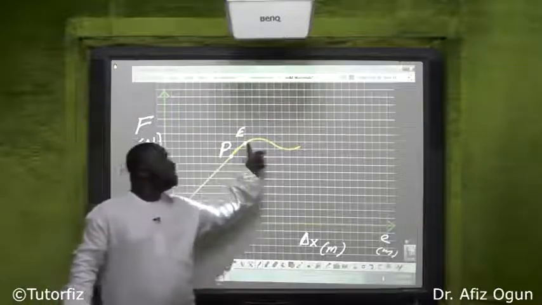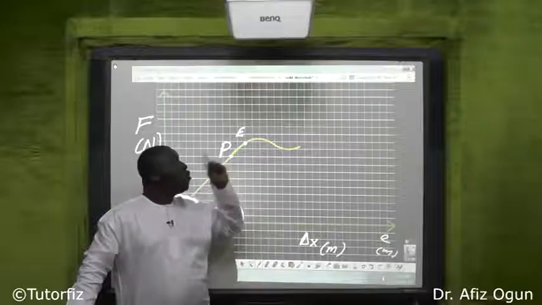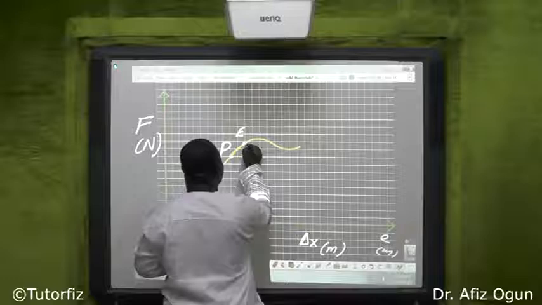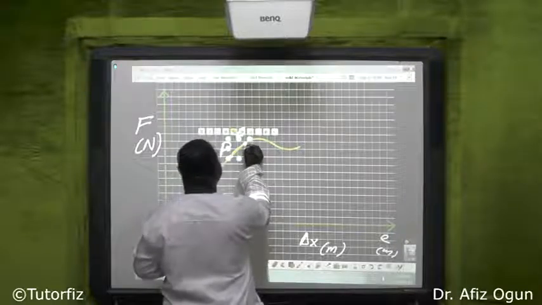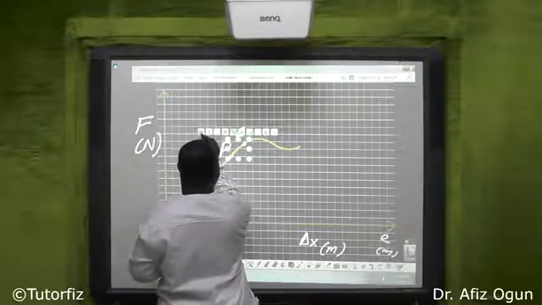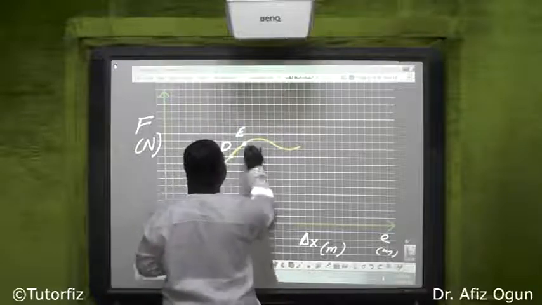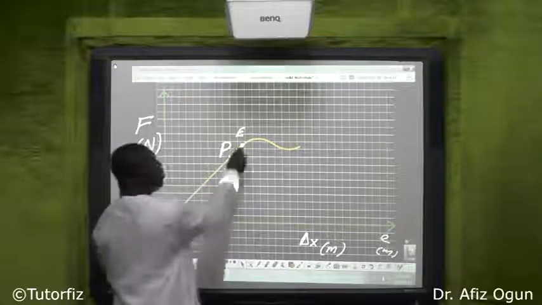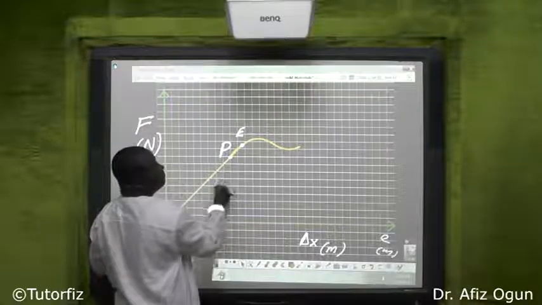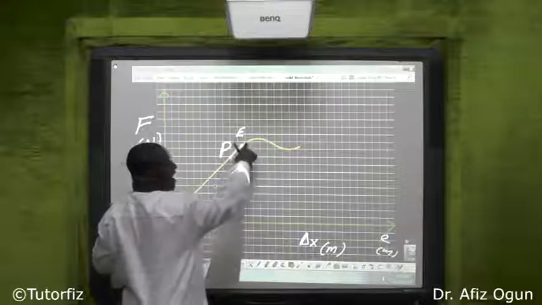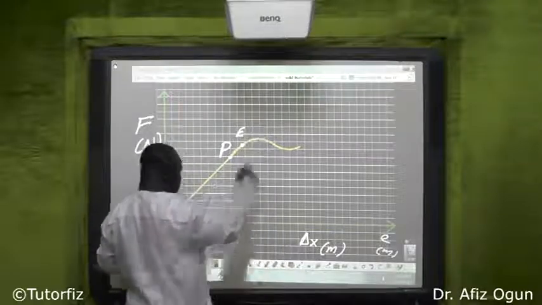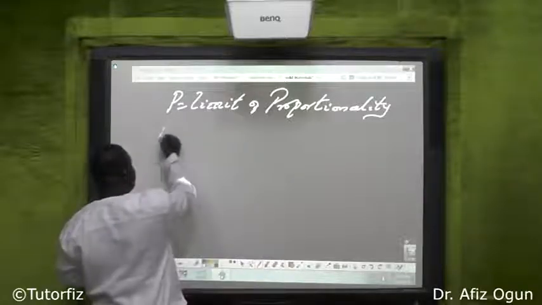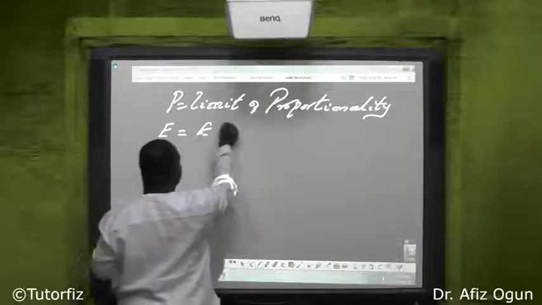So, beyond E, after E, I will no longer get it to be elastic. It is no longer elastic after point E. So I call that E. If it's no longer elastic beyond E, what has it become? Then it has become plastic. So E equals the elastic limit.